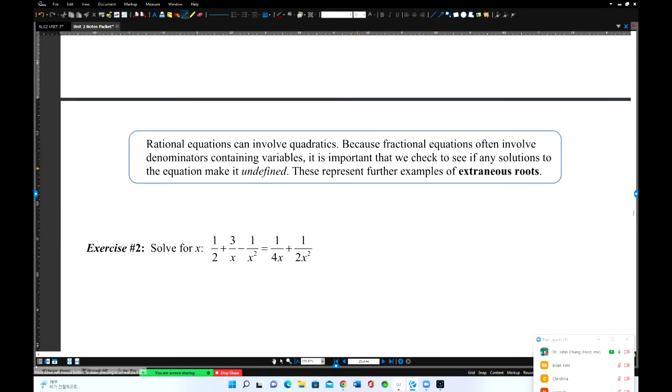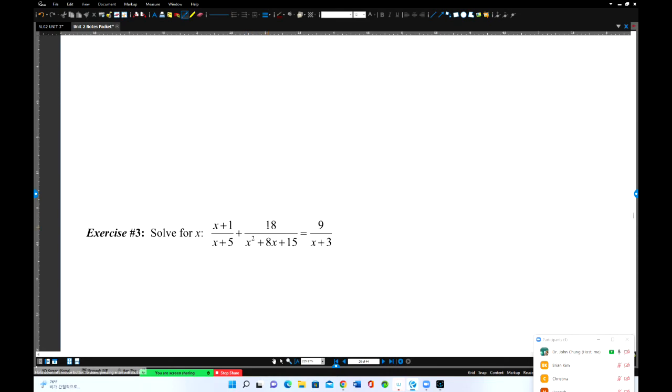This is the same thing. You multiply by what? 2x squared, 4 over here, so LCD equals what? 4x squared, okay? You multiply 4x squared to every term. You can get the answer, okay? That's all. The next one, this is the same thing.